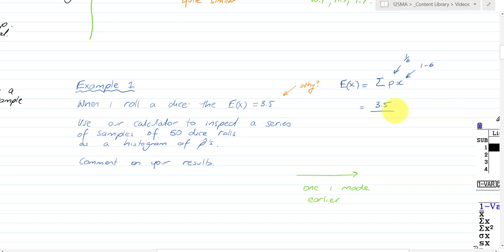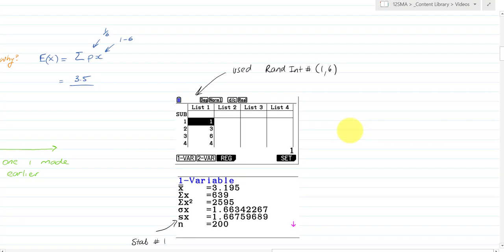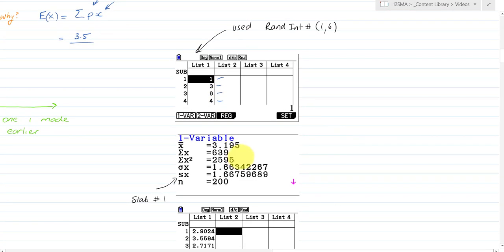Use a calculator to inspect a series of samples of 50 dice rolls as a histogram of p hat. So I've done this using the method shown before. Comment on your results, and here's one I made. So I used rand int 1 to 6, and I've collected a list of 50. So you can see here I rolled a 1 in the first case, a 3, a 6, a 4, etc. Then I've done my one variable statistics, and I've got in here my x bar 3.195, a little bit lower than the 3.5 I'm expecting, but that's okay.